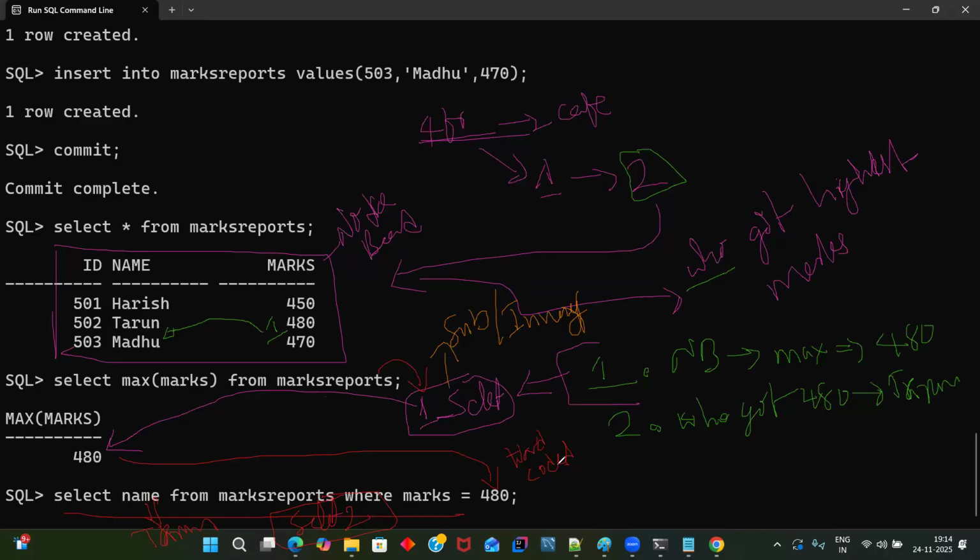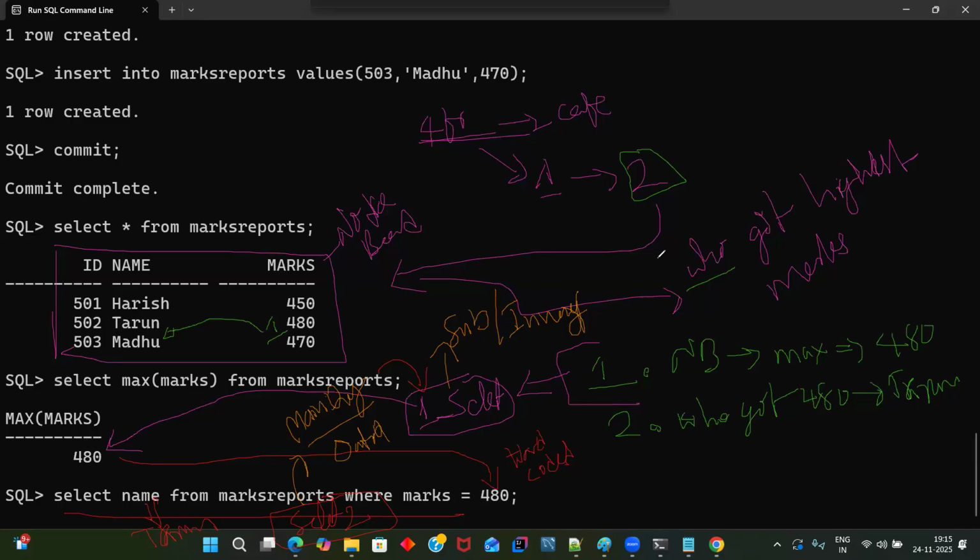Later, taking the input of the subquery, we have to call it something: the main query, or another term you can use, the outer query. These are some terminologies we use. We can call it the subquery and the main query, or the inner query and the outer query. Both are the same. There is no difference. I'll go with the requirement.